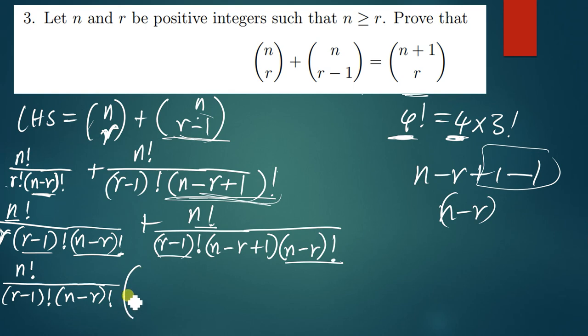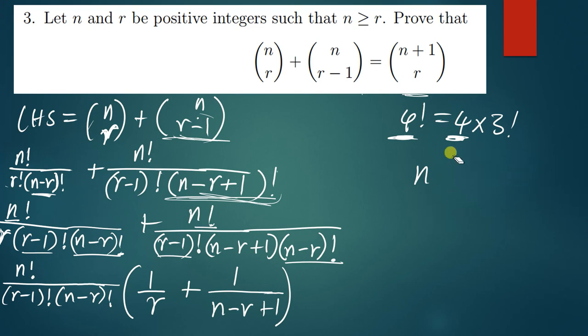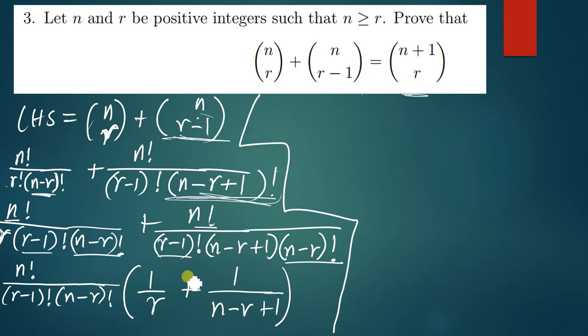Then we open the brackets. The remaining parts, we write them in the brackets. So we have 1 over r. Then apart from that, we have 1 over r, which is remaining there. Then here we're just remaining with 1 over n minus r plus 1. This is what we have. So we have to simplify this further. Simplifying this further is simple.